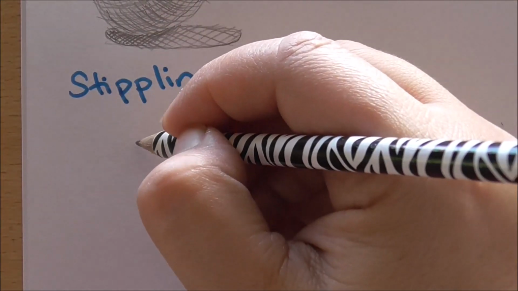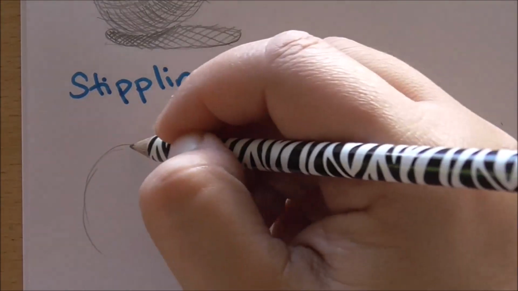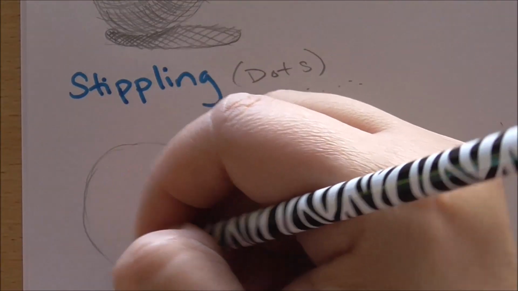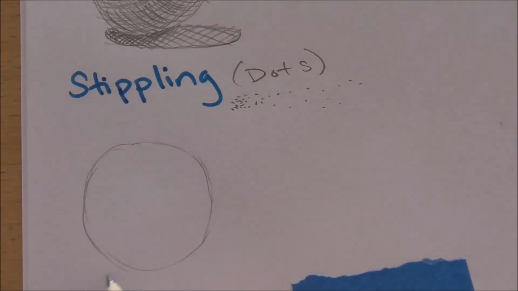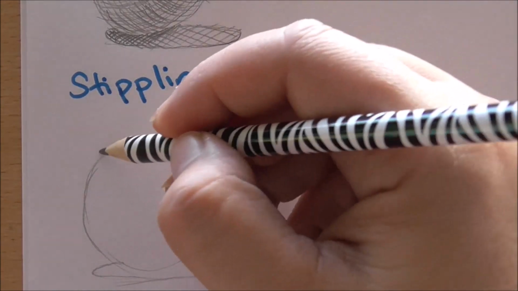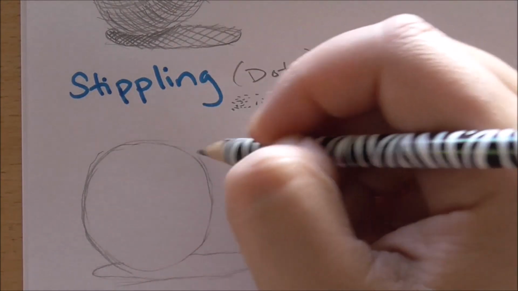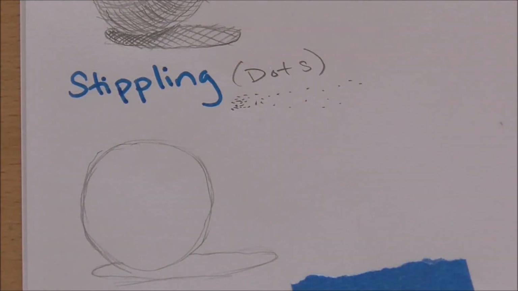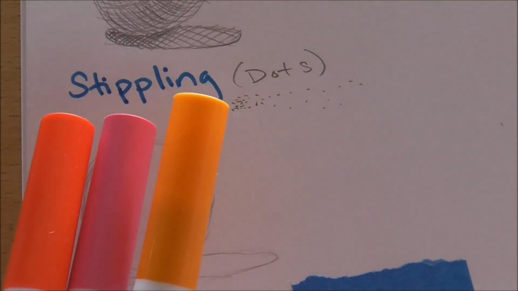This can look really cool, but if your artwork's pretty big, it takes a really long time. It requires a lot of patience. I'm not sure if any of you have that right now. It might be really soothing right now to do, but it's something that takes a really long time. It's not something you can really rush, especially if you're using a pencil or a regular pen. I kind of recommend if you're going to do stippling, you use markers.